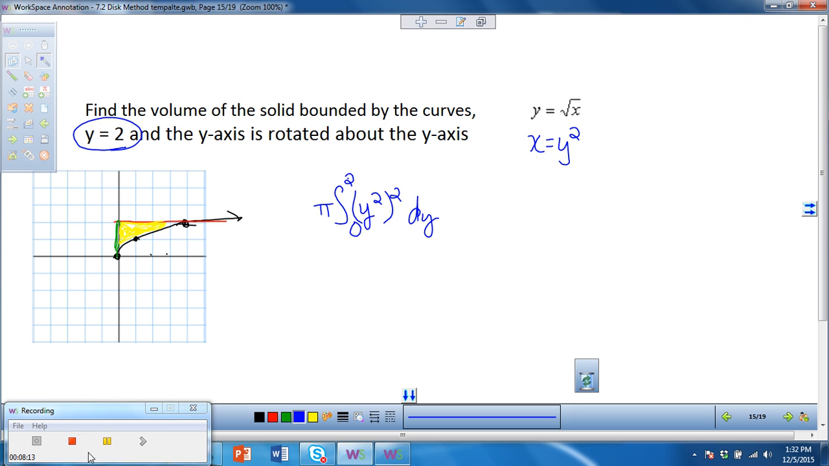Okay, so watch the next video, and then we're going to do when it's rotated about a different axis. You have one more video to watch.